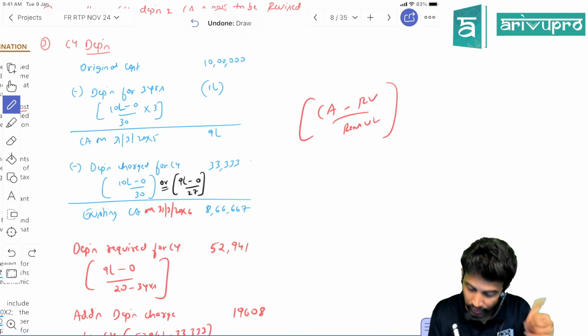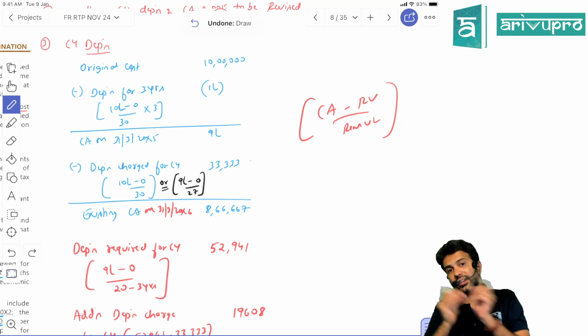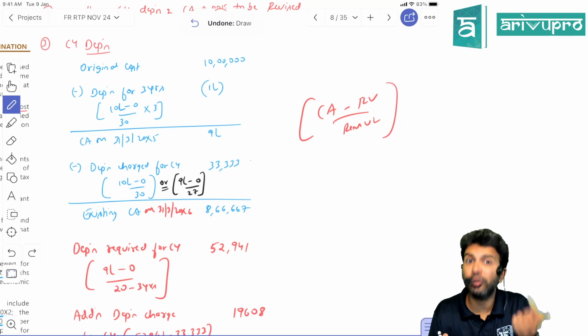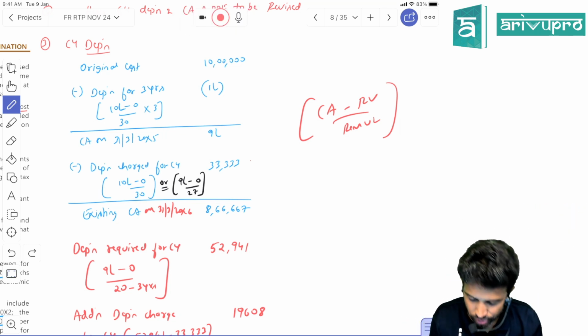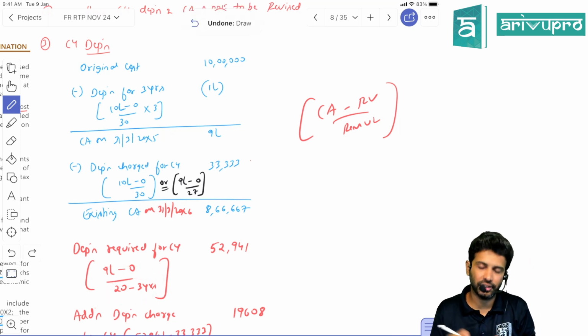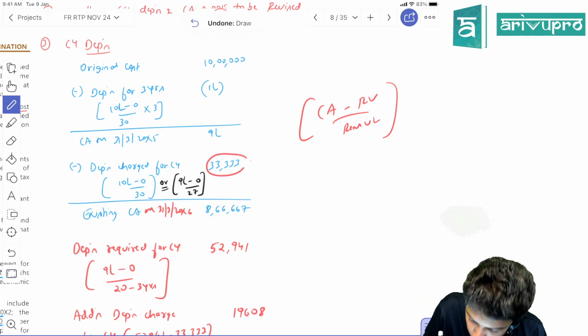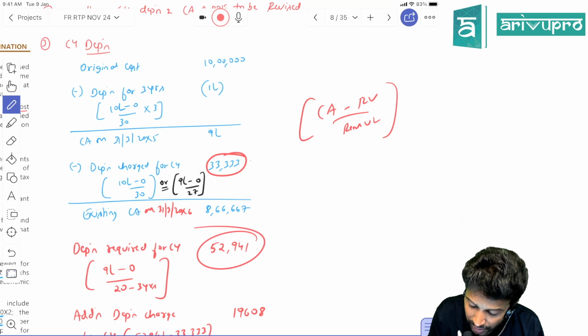Due to damage, the total life is revised to 20. From 30, it has become 20. And 3 years have already passed, so it should be 20 minus 3, which is 17 years. If you calculate, you will get 52,941. So for the current year, the accountant has charged 33,333, but the required amount is 52,941.